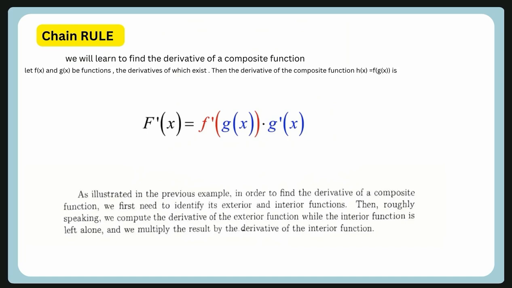Then we have the chain rule. So we will learn to find the derivative of a composite function. Let f of x and g of x be functions, the derivatives of which exist. Then the derivative of the composite function h of x is equal to f prime of g of x times the derivative of g of x. As illustrated in the previous example, in order to find the derivative of a composite function, we first need to identify its exterior and interior functions. Then, roughly speaking, we compute the derivative of the exterior function while the interior function is left alone, and we multiply the result by the derivative of the interior function.